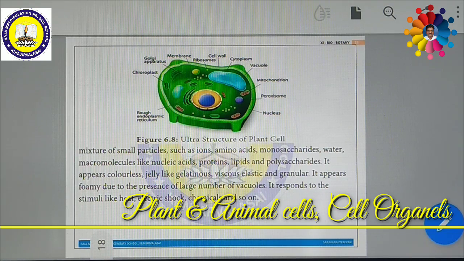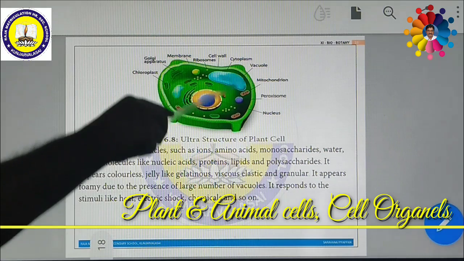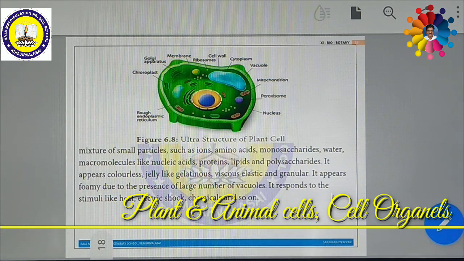First of all, we shall see about the cell wall. The cell wall is the outermost protective covering. So this is the cell wall, the outermost protective cover of the cell. It is present in bacteria, fungi and plants as well, whereas it is absent in animal cells. It was first observed by Robert Hooke. It is an actively growing portion.